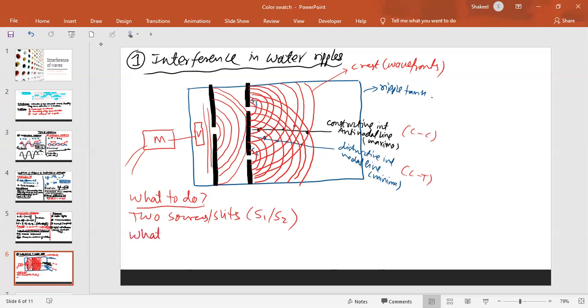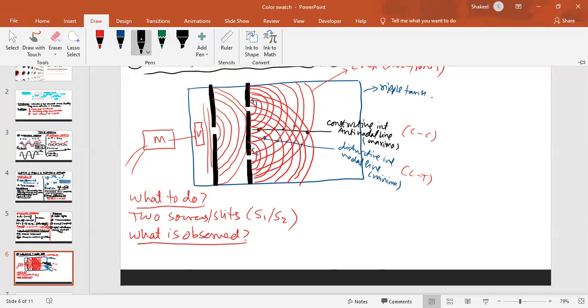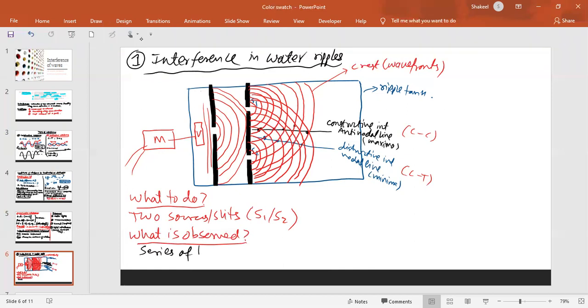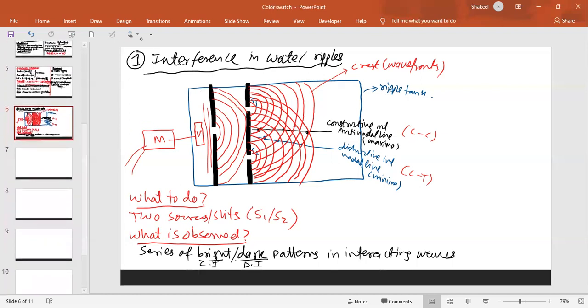So what is observed over here? In this experiment, you will observe a series of bright and dark patterns in interacting waves. When the waves interact, you will observe a series of bright and dark. Bright is, of course, when constructive interference is happening, and dark is when destructive interference is happening. So that's what it is all about, interference of water waves.